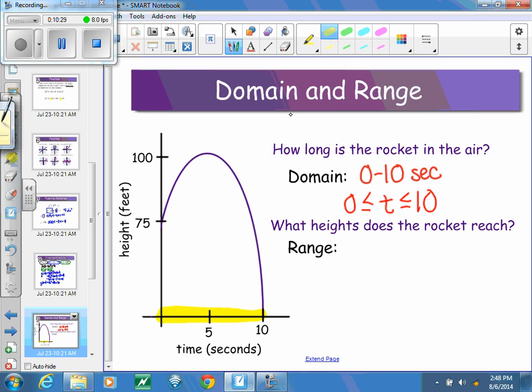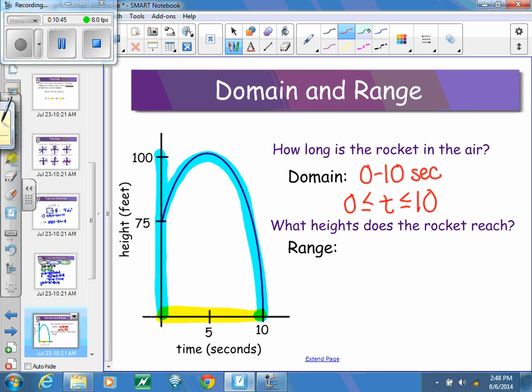Then comes our range, which is telling you what heights the rocket reaches. And so it started at 75 feet, went up to 100 feet, and then came back down. So when we're talking about the range here, we're talking about the y values.